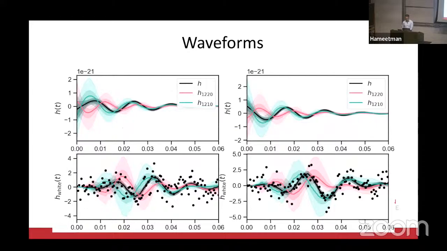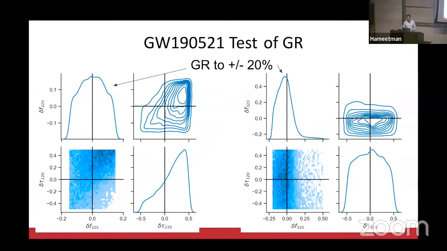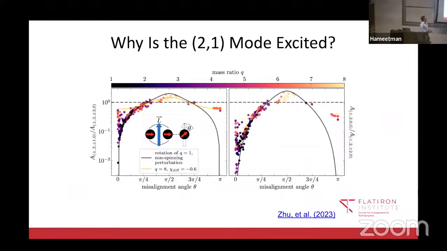What's going on? If you then ask, is the 2-1 mode where it should be? Again, it's in the right place to about plus or minus 20%. So we now have two 20% measurements of the Kerr spacetime. Okay, so what's happening here?